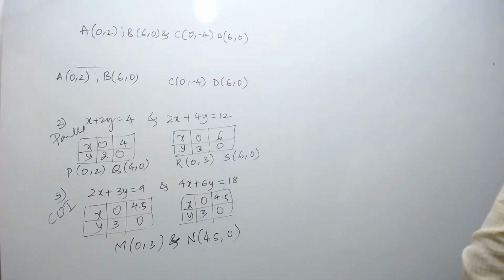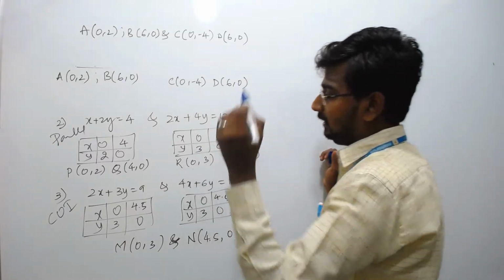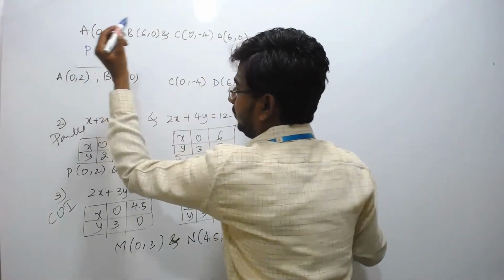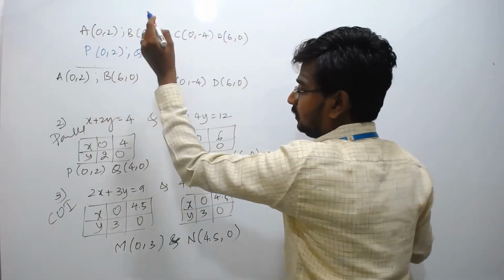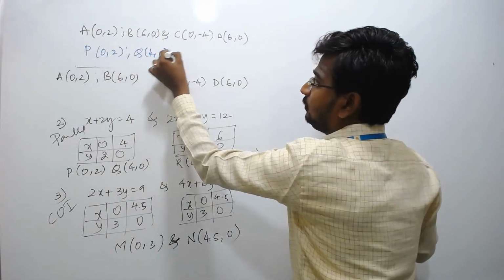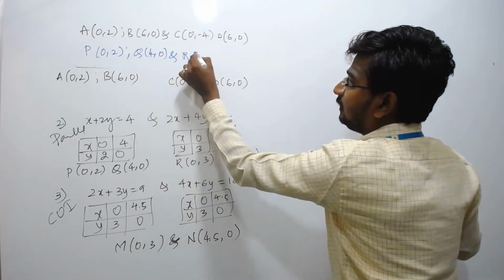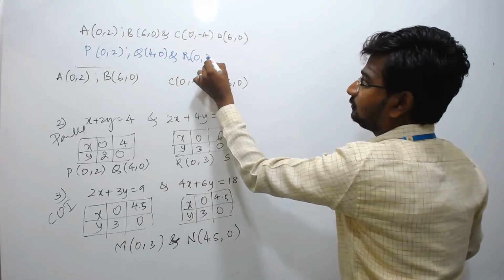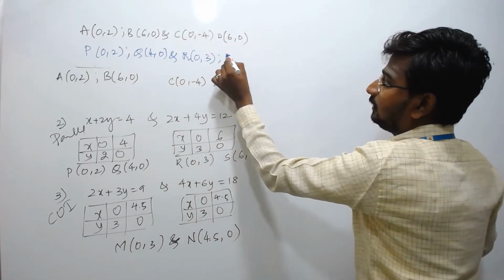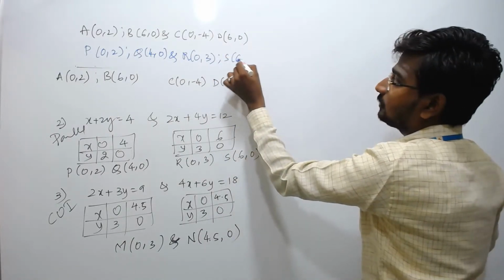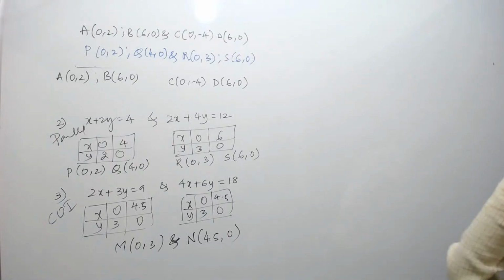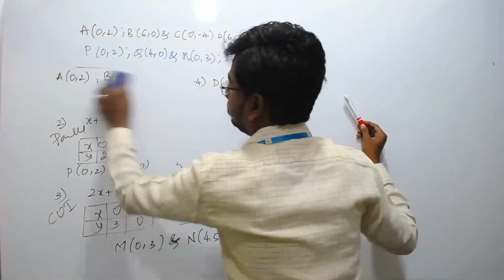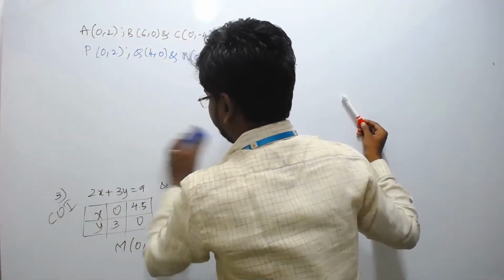This I have written with black ink for my understanding, which represents intersecting. For parallel, I will take blue. Point P 0, 2, and Q 4, 0, and R 0, 3, and S point is 6, 0. Red I will represent the coincident line.